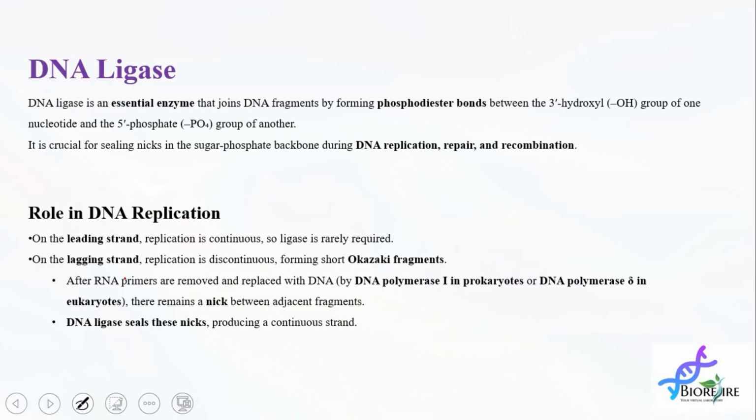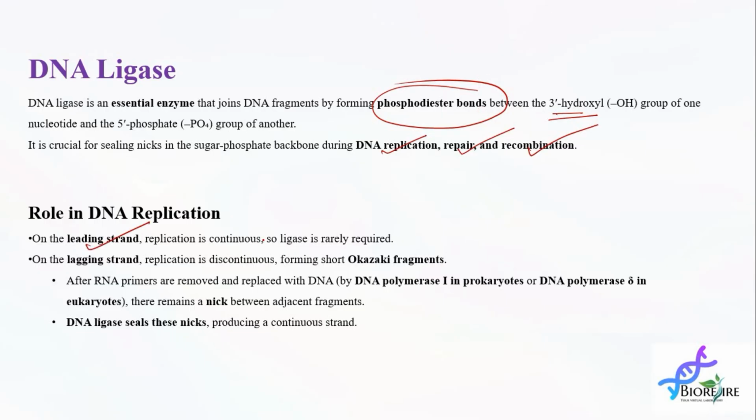What is the DNA ligase enzyme? This DNA ligase is a very essential enzyme. It will join the DNA fragments by forming a phosphodiester bond between the 3' hydroxyl group and the 5' phosphate group. And it also plays a most important role in DNA replication, DNA repair and recombination. On the leading strand, replication is continuous, so the ligase is required less. But in the lagging strand, replication is discontinuous. That's why Okazaki fragments are formed. These Okazaki fragments are joined by the DNA ligase enzyme.